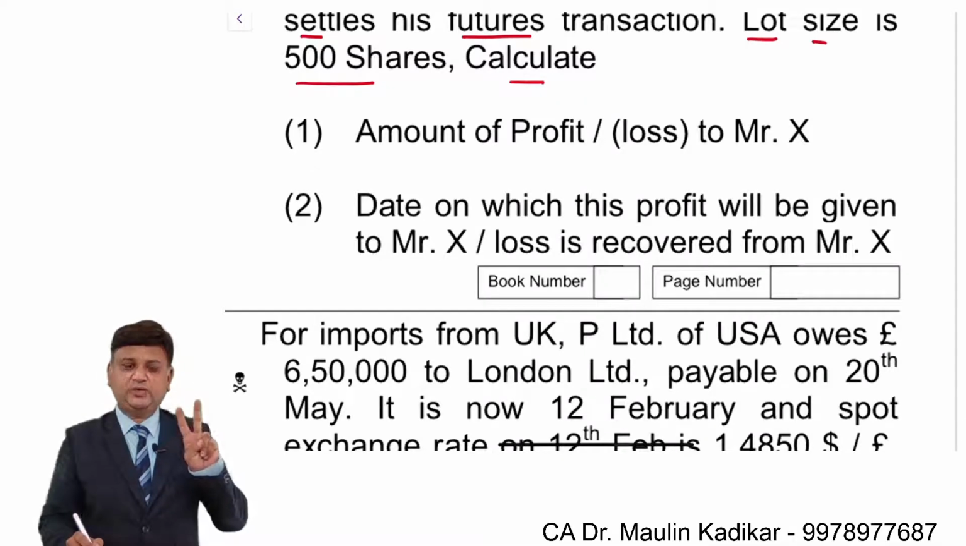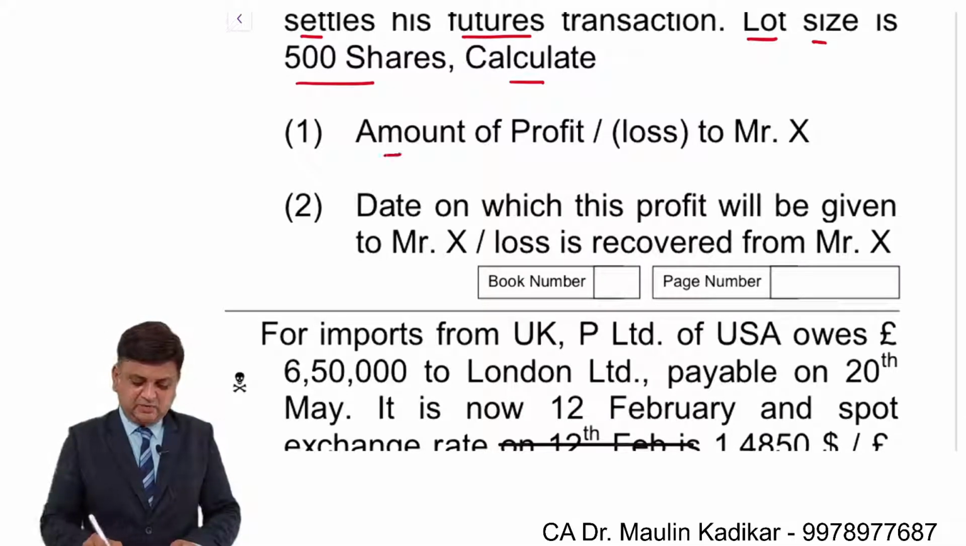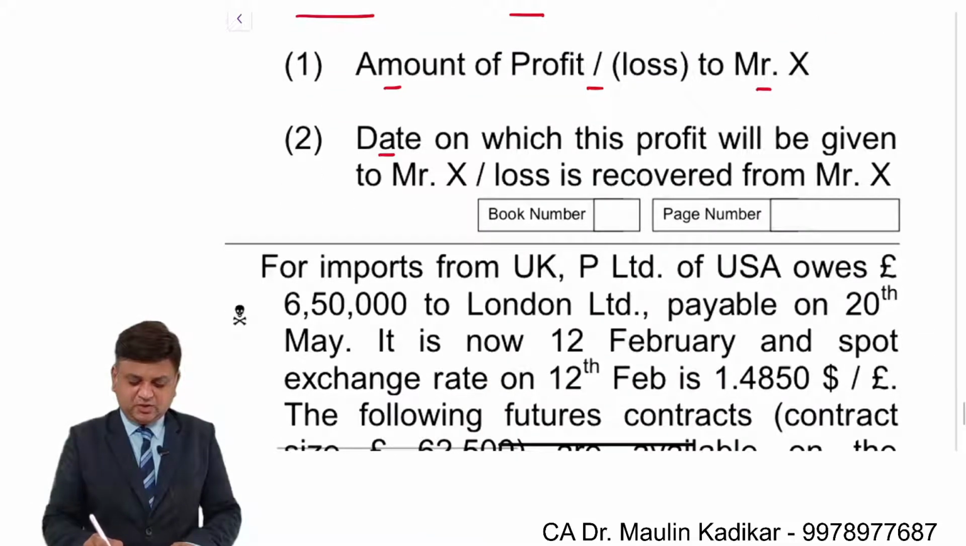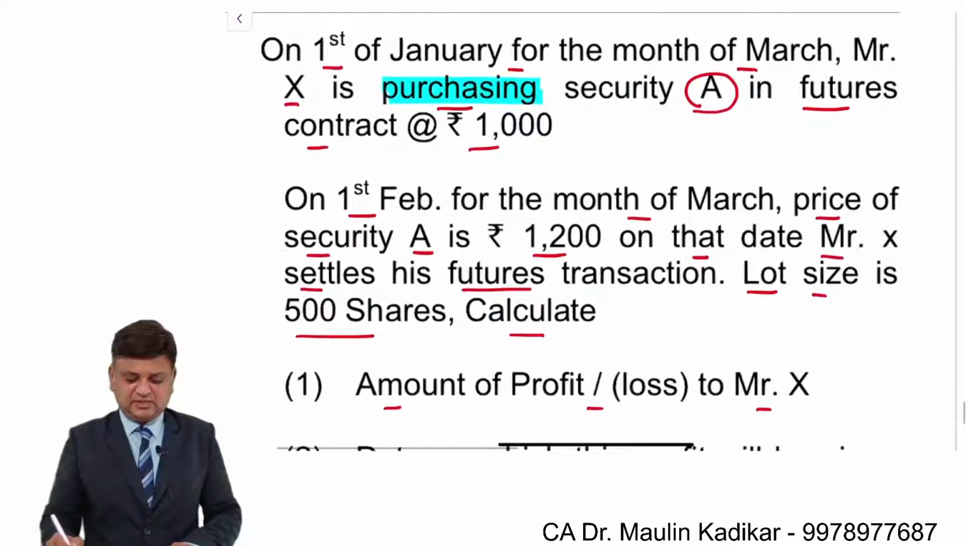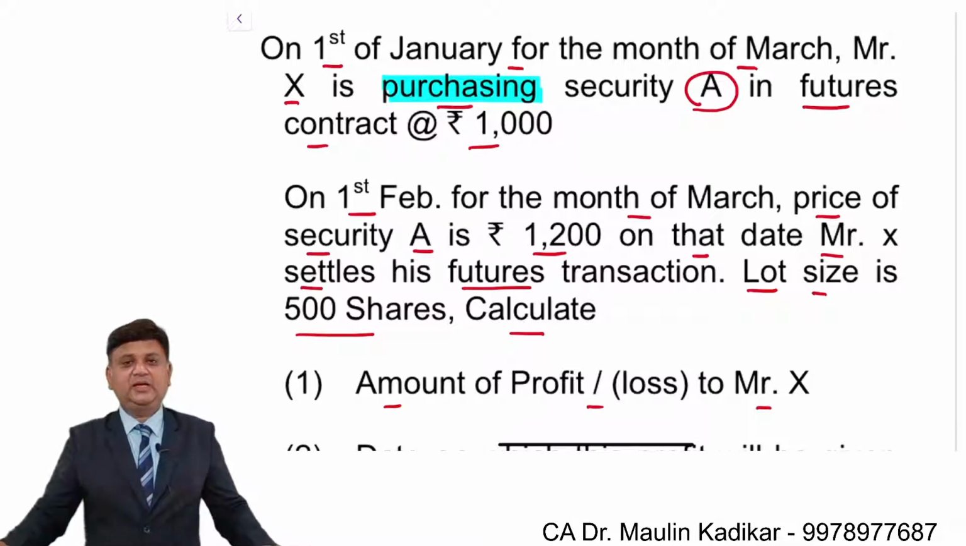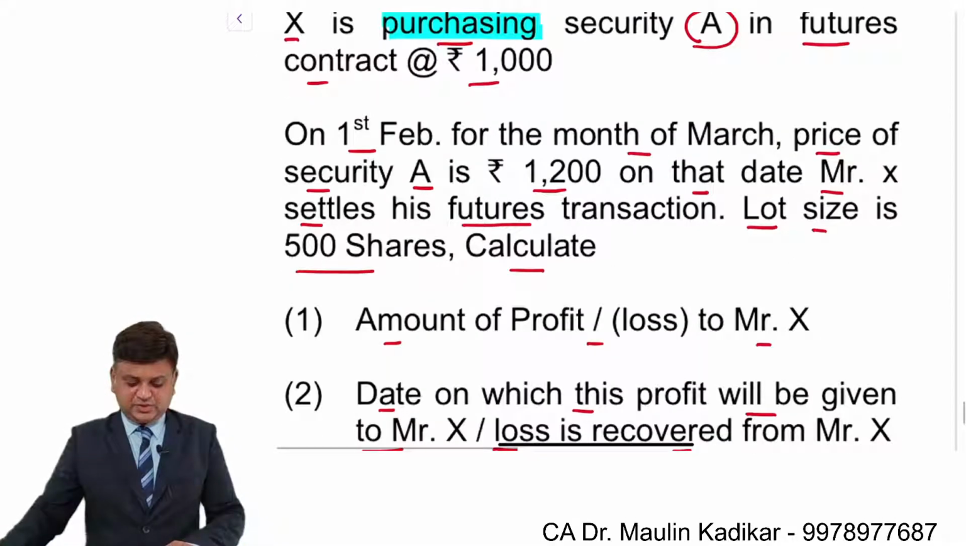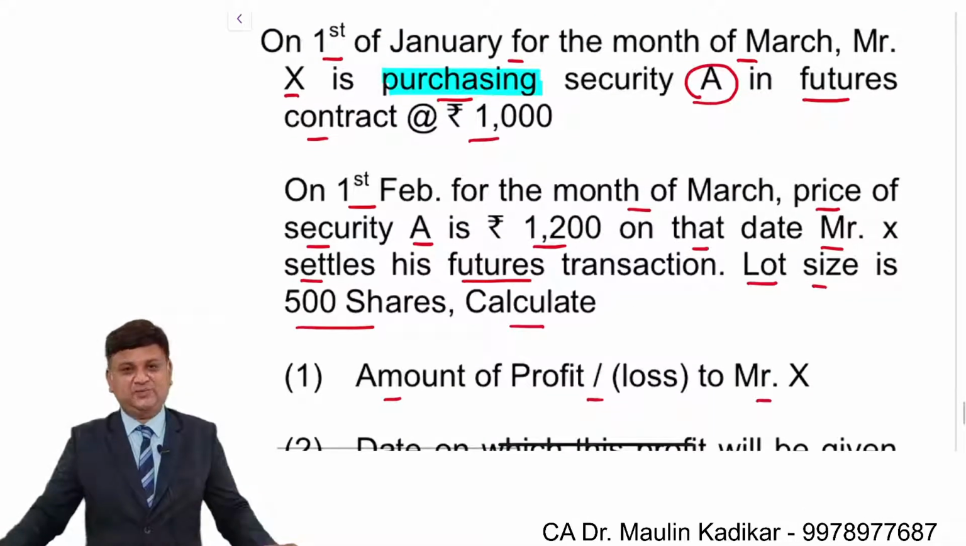Calculate. There are two questions. The amount of the profit or loss to Mr. X, and second, the date on which this profit will be given to Mr. X or loss is recovered from Mr. X. That is the question. I request all of you to give the answer for the first question and second question in the chat box.